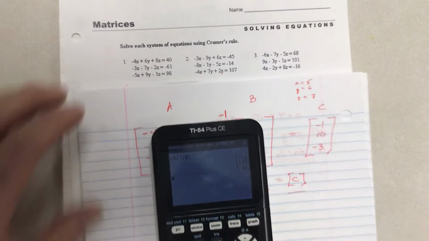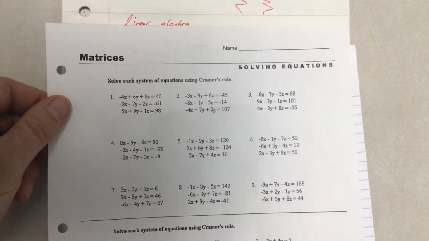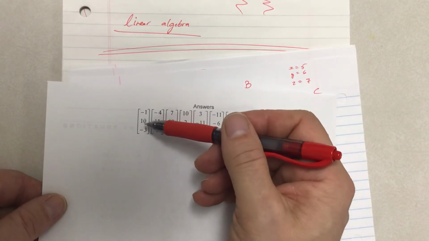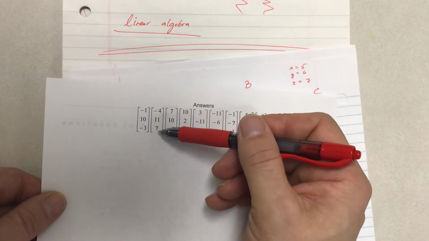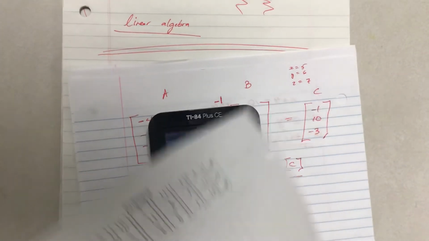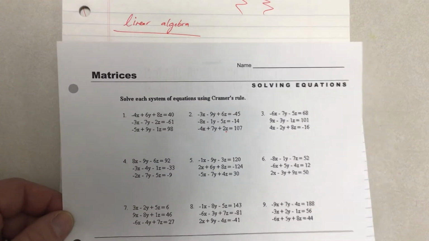Now, this is not really an assignment. I did want to go over that. I will have a couple of questions on tests or quizzes. The answers are on the back. We got the right answer for question number 1: -1, 10, and -3. The answers here will be for X, Y, and Z, in each case. They're all there. And I'm going to turn off the recording right now because we're getting into 13 minutes.